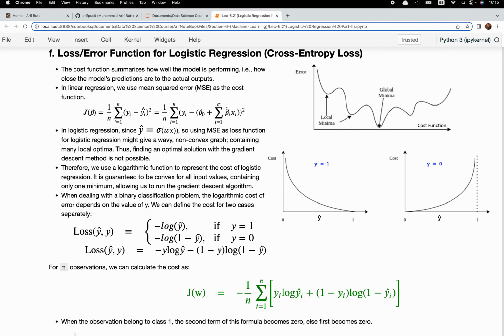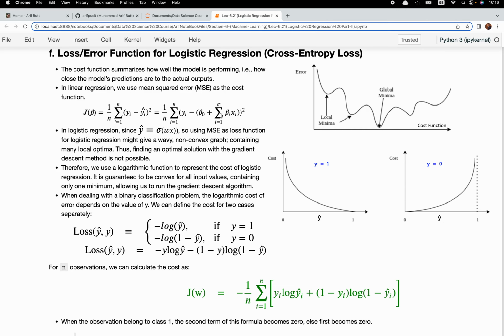Finding the optimal solution using gradient descent of a convex function is of course possible, and that we have done probably in lecture number 6.4. However, in logistic regression, since y hat is equal to the sigmoid of wx, using this MSE loss function for logistic regression might give a wavy, non-convex graph as shown over here. So you can see that there are a lot of local minima. Therefore, finding an optimal solution using gradient descent is not possible.